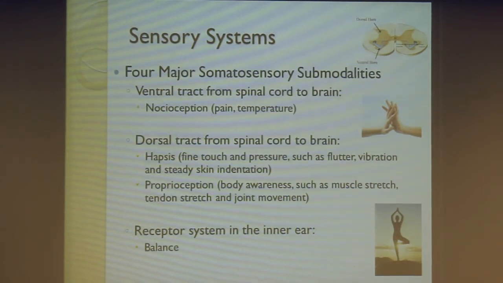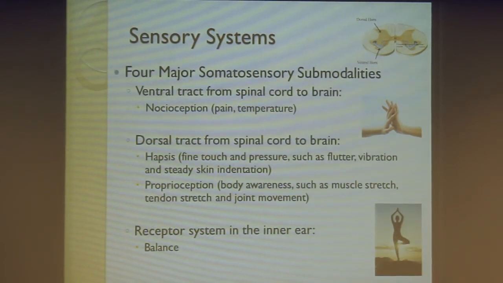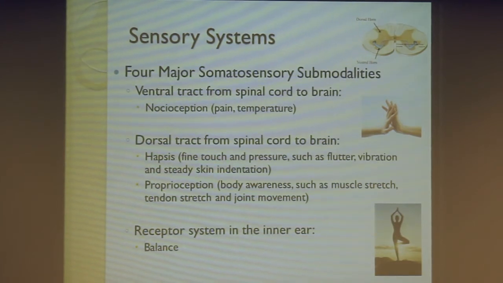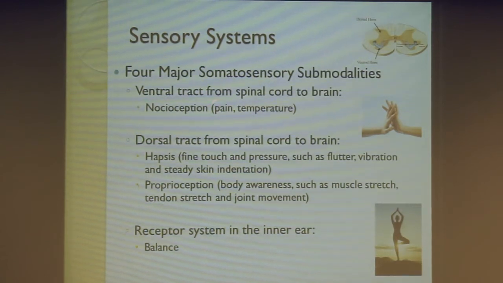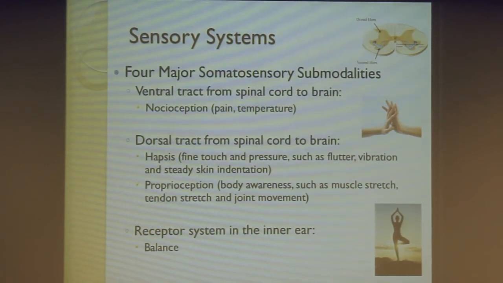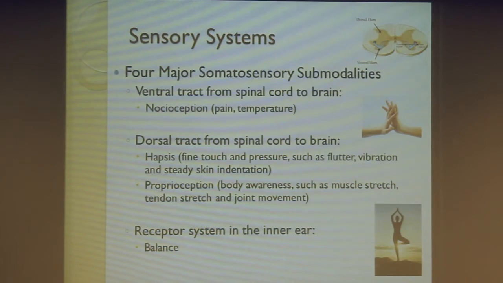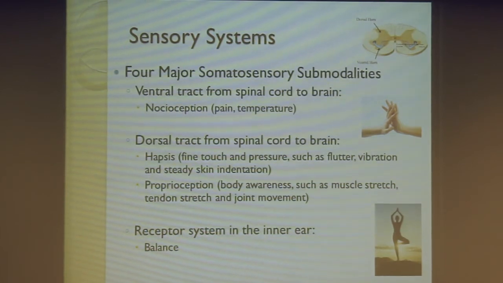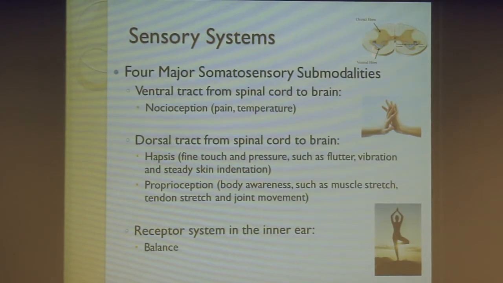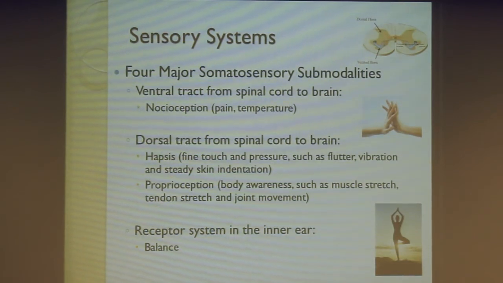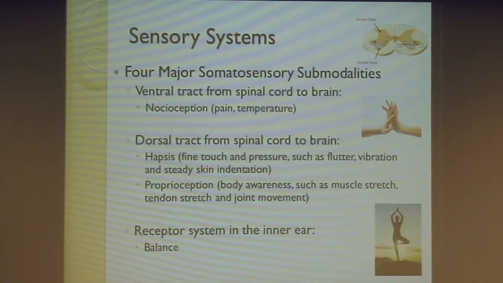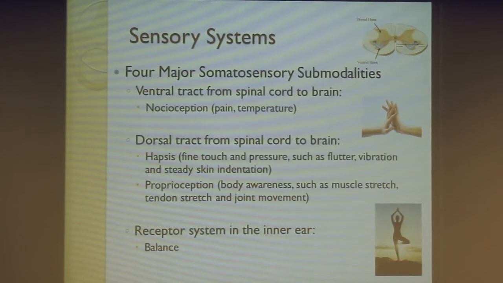Now, in the Cole book, you'll see they talk about 4 major somatosensory submodalities. From the ventral tract, from the spinal cord to the brain, you have nociception, which tests pain and temperature. So that is the pathway it goes through for pain and for temperature. And the dorsal tract from the spinal cord to the brain. I just put this little picture in here so you can remember ventral is here, dorsal is there. Remember, dorsal is at the back of your back, ventral is towards the front. So that was the ventral tract from spinal cord to brain. This is the dorsal tract coming up through the spinal cord, from the spinal cord to the brain.